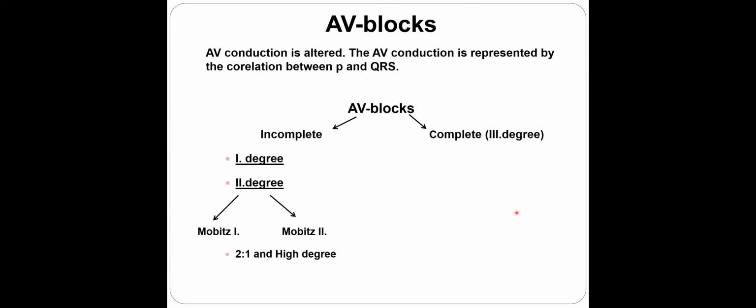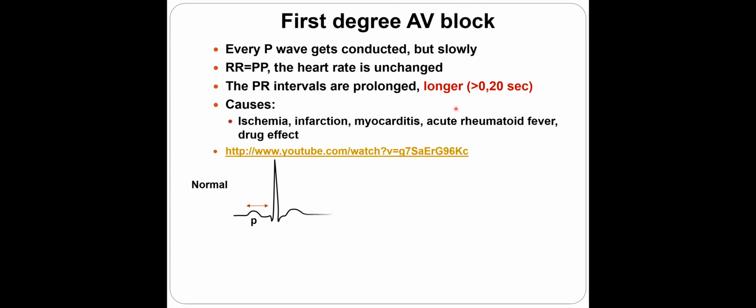So let's start with the AV blocks. Very similarly, first degree, second degree, Mobitz type 1, Mobitz type 2, and the high degree AV blocks. And of course, the complete one. Now, the first degree block means that every P wave gets conducted, but slower. What does it mean? It means that the PR interval, starting from the beginning of the P wave till the beginning of the QRS complex, is longer than 0.2 seconds.